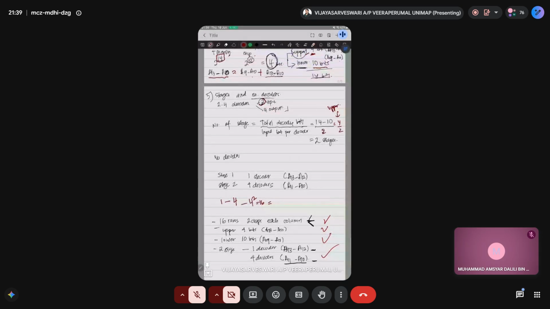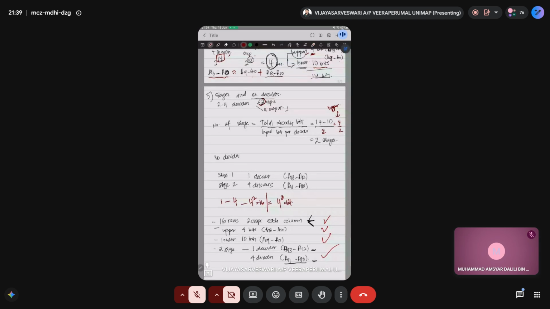And then, if not mistaken, 4 cubed? What is 4 to the power of 3? Then you need 4 cubed, so you will get 64 decoders, and so on. But we have only 2 stages. So we will just stop at 4 squared. So you have 1 decoder and 4 decoders.